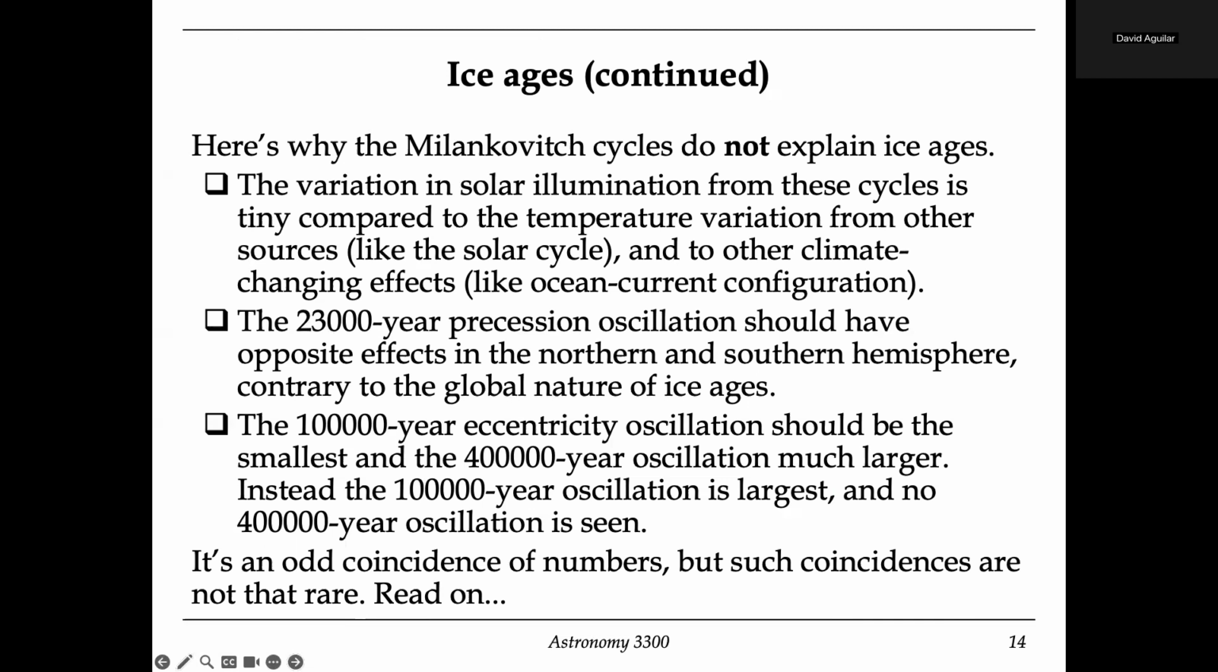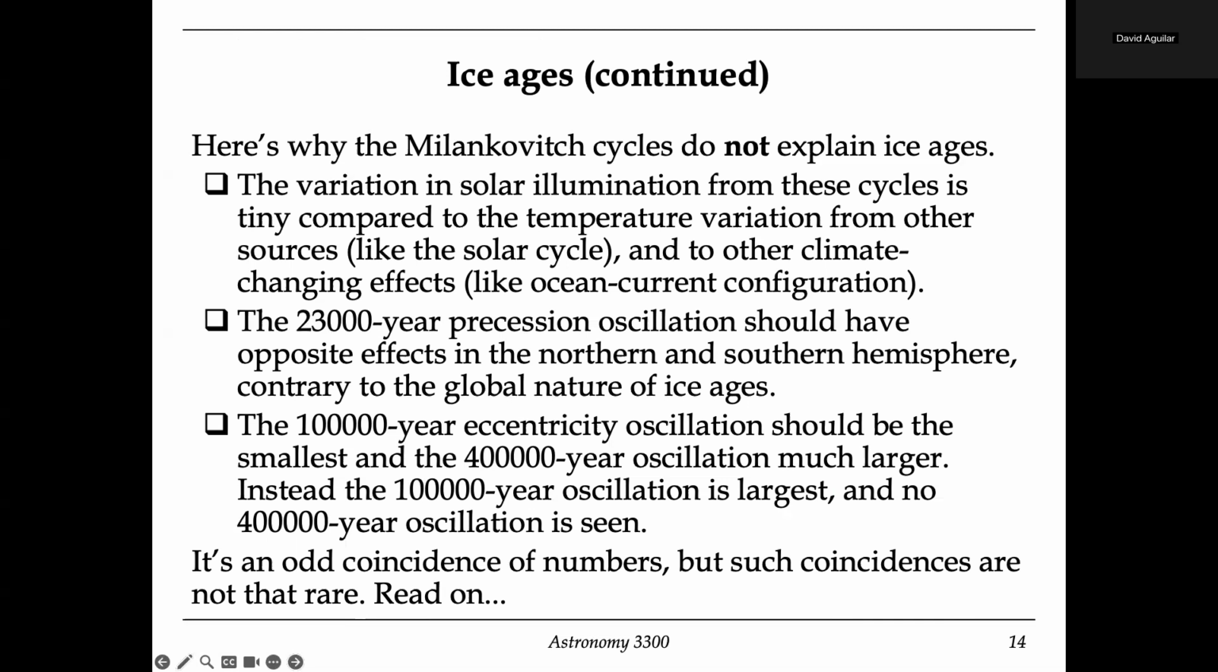But we get a global ice age. Right? So let's say I'm pointing like this, and then I'm pointing like that, and I'm pointing like this over a course of 23,000 years. That wouldn't affect. That's a very northern hemispheric thing to think about, not the fact that the entire ocean changes temperature. Okay. And the eccentricity oscillation is the smallest, and the 400,000-year oscillation is the largest.